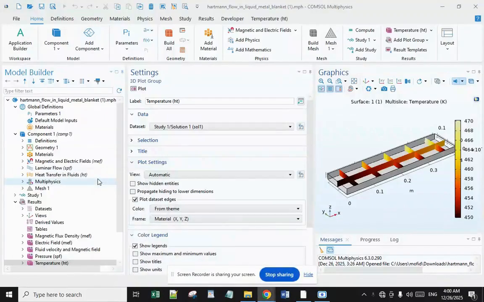In the name of Almighty God, I'm Mahsa Sankosha, and today I want to talk about Hartmann flow in liquid metal blanket with heat transfer.